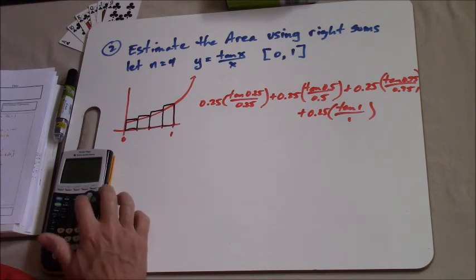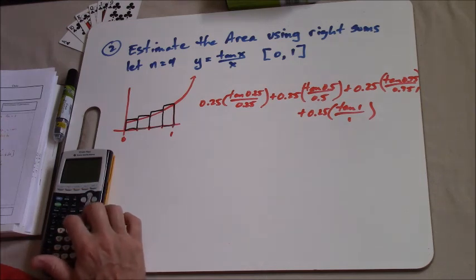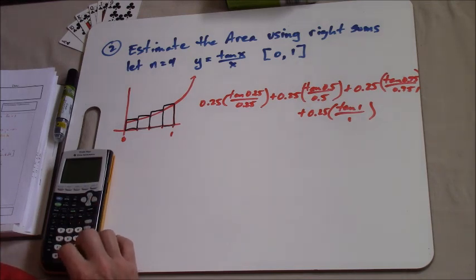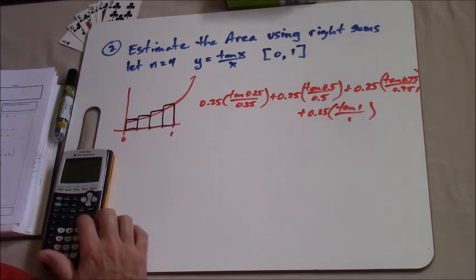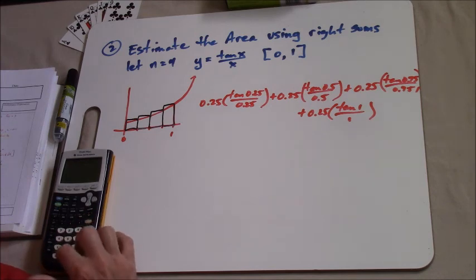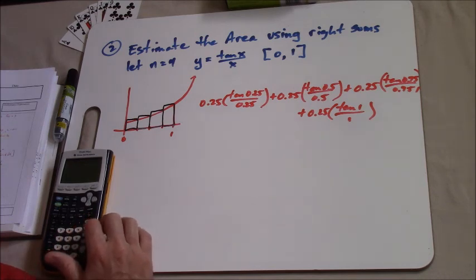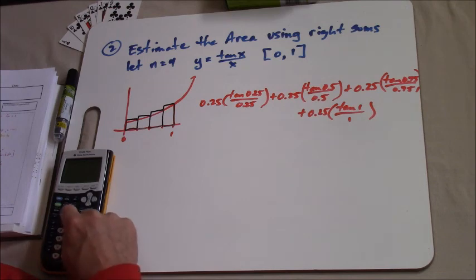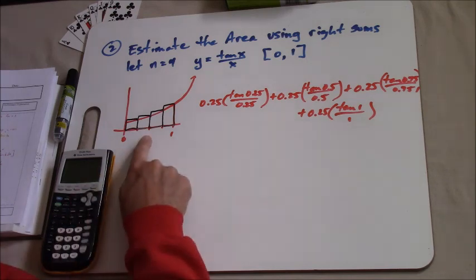0.25. And then in parentheses, I've got tangent 0.25 divided by 0.25 plus tangent. Don't forget your calculator needs to be in radian mode. I'd fix that right now. We don't do anything in degree mode in calculus.